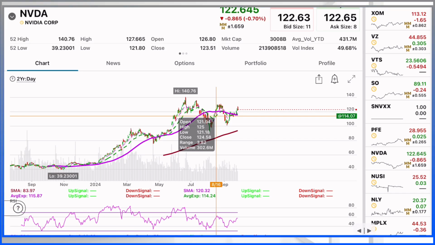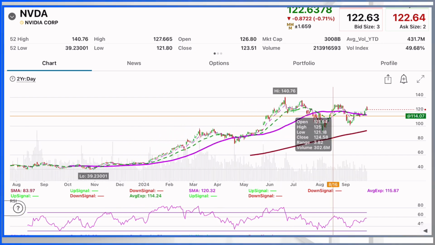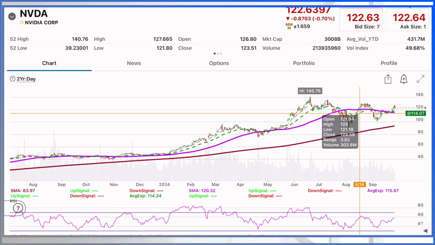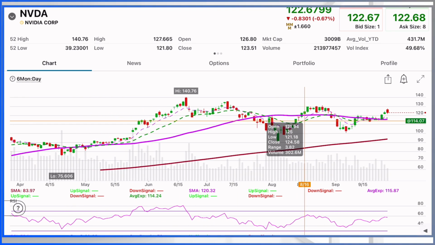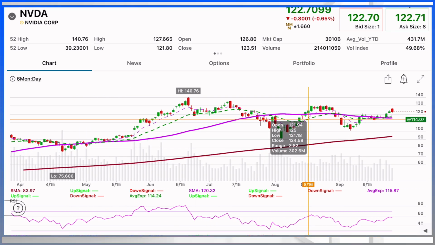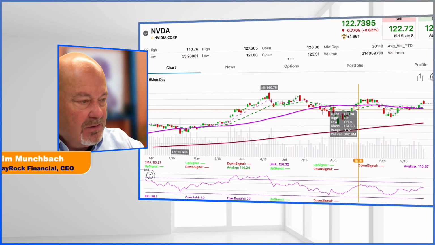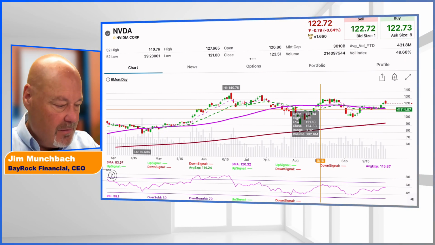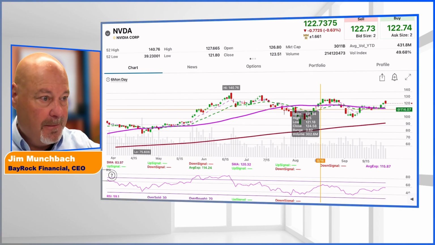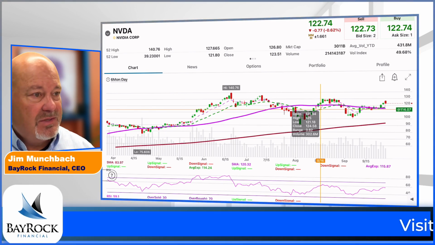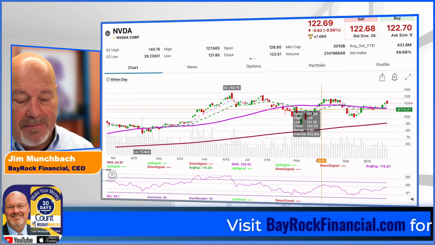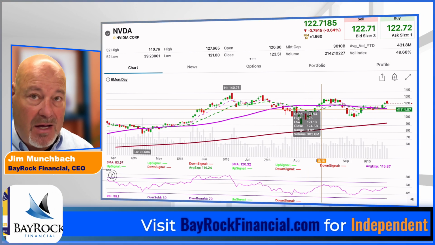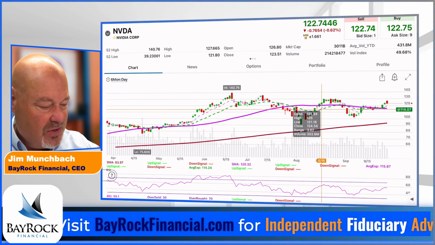Now NVIDIA, this is one I've traded options on. Again, this is a 2-year chart. Let's go to a 6-month chart just to get a little bit more. In this 6-month chart on NVIDIA, you can see it's had some movement. And it's in a pretty tight pattern right now, so I'm not sure that.